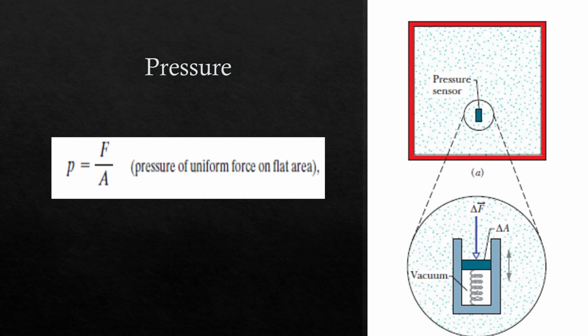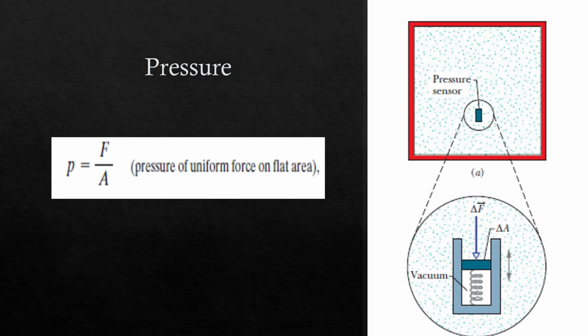Other than that, we find by experiment that at a given point in a fluid at rest, the pressure P, defined by this formula, has the same value no matter how the sensor is oriented. So for example, if we rotate this sensor, tilt it a bit to the left, or turn it upside down, it doesn't matter. The pressure is still the same. We can conclude that pressure is a scalar.